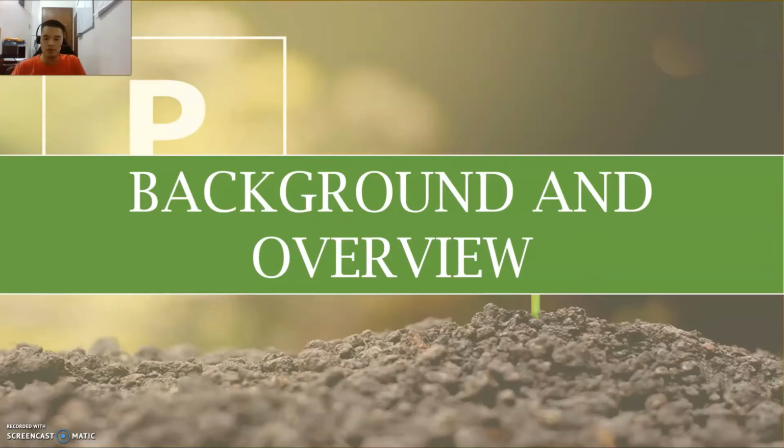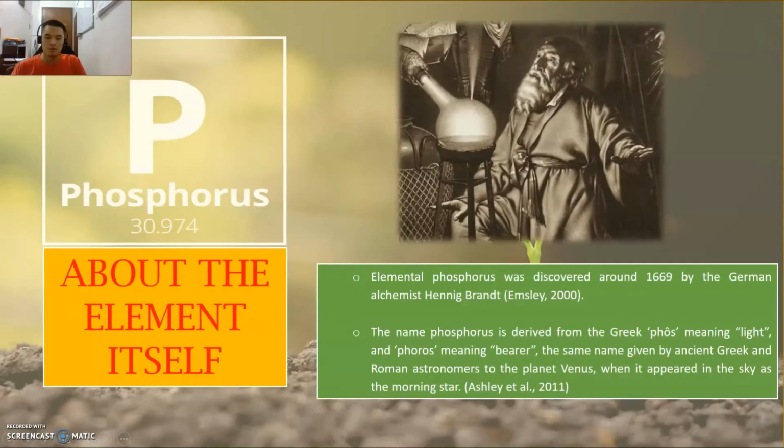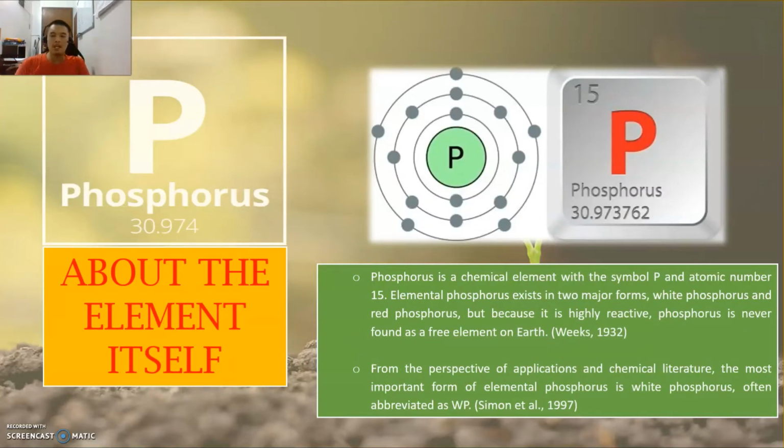Background and overview. Elemental phosphorus was discovered around 1669 by the German alchemist Henning Brandt. The name phosphorus is derived from the Greek word phos meaning light and phoros meaning bearer, the same name given by ancient Greek and Roman astronomers to the planet Venus when it appeared in the sky as the morning star. It is a chemical element with the symbol P and atomic number 15.